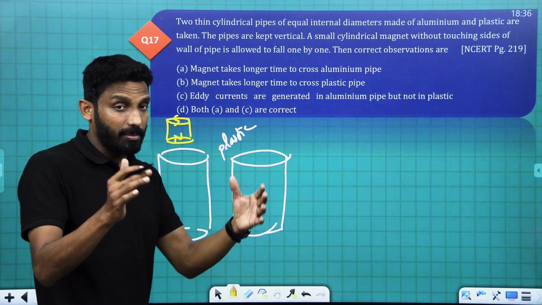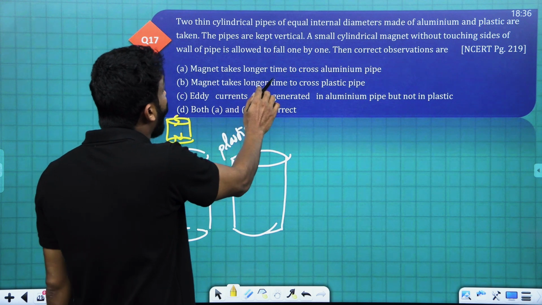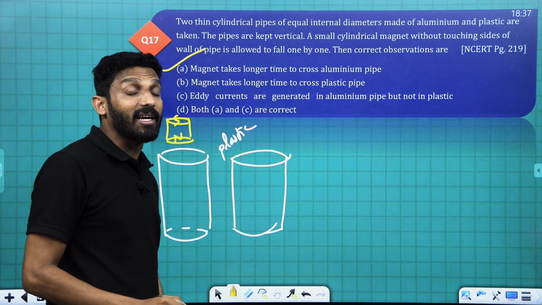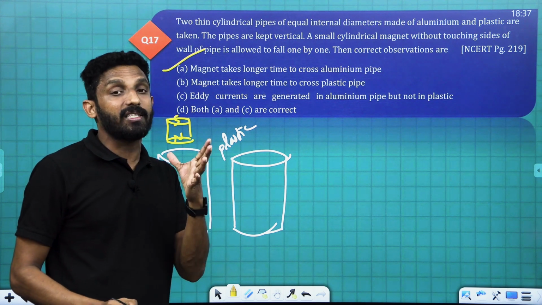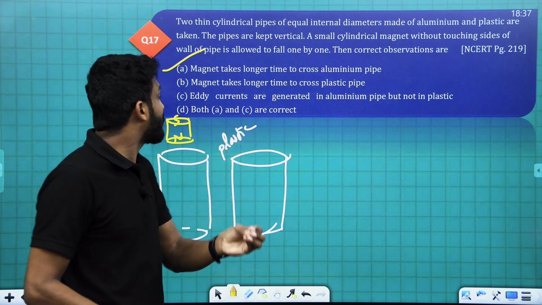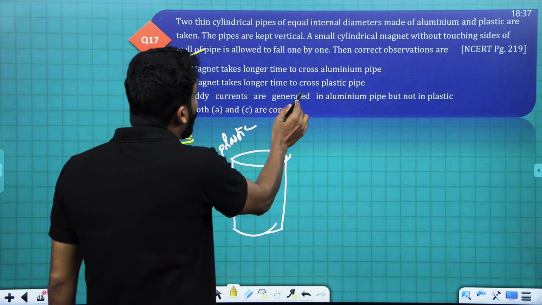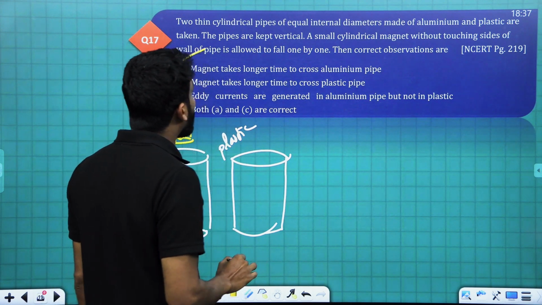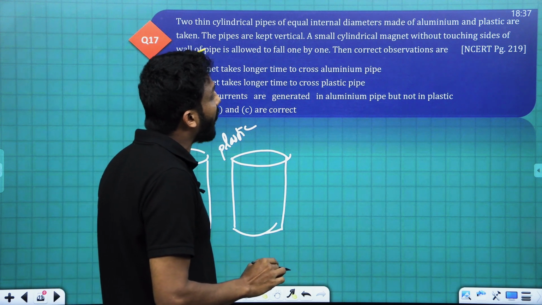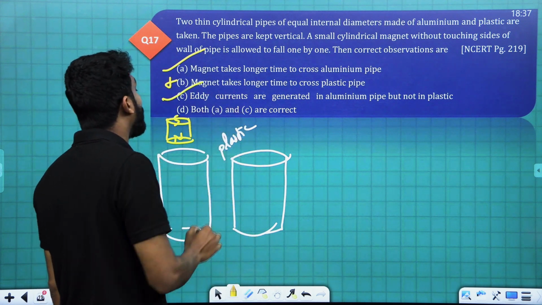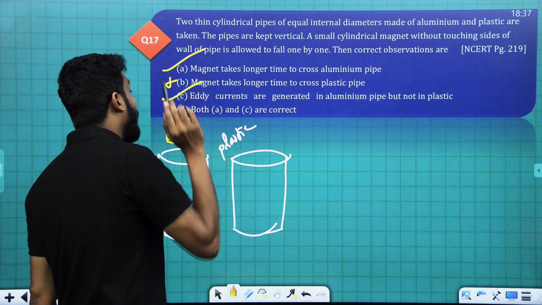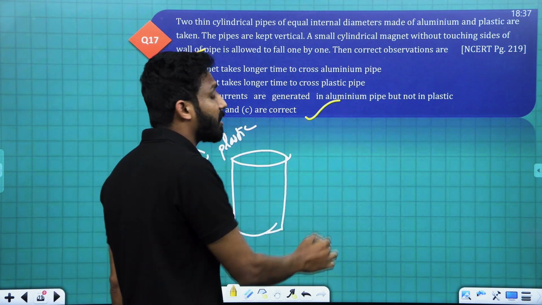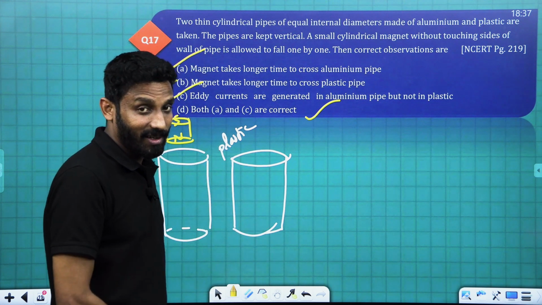Okay, this is the concept. Magnet takes longer time to cross aluminum pipe. That is correct. Because of eddy current formation, some energy wastage, so it takes more time. Magnet takes longer time to cross plastic pipe. That is incorrect. Eddy currents are generated in aluminum pipe but not in plastic. That is why option A. Both A and C are correct. Answer is option D. Clear?